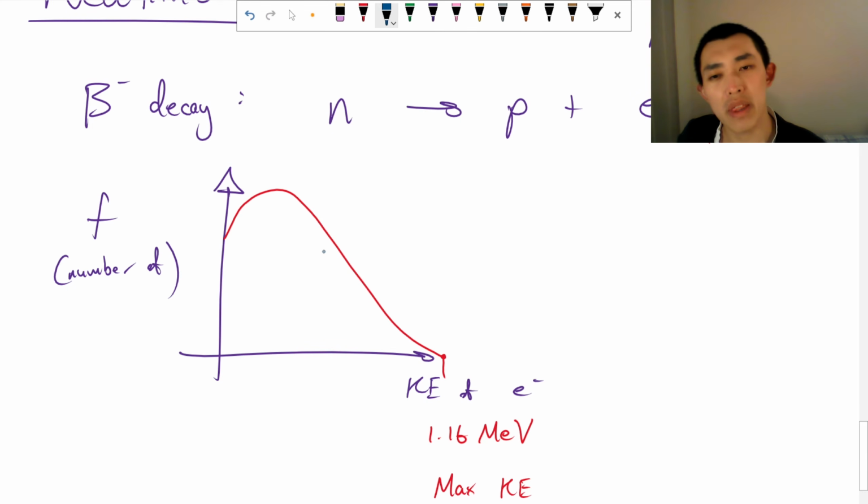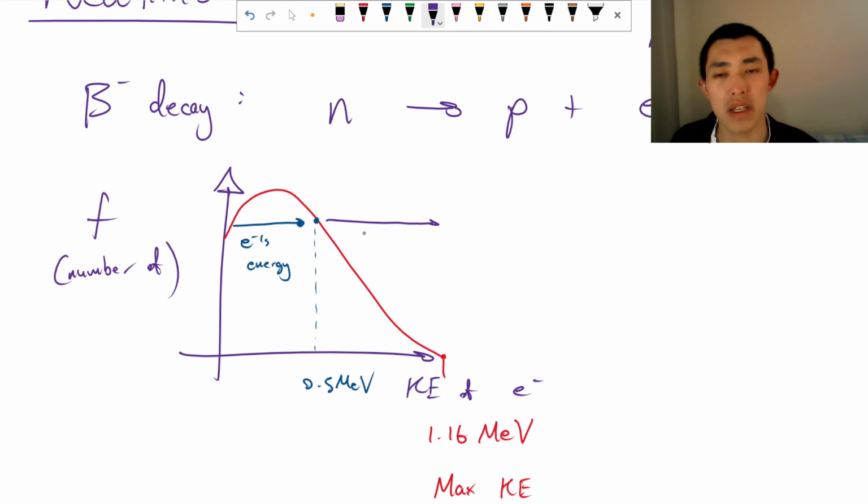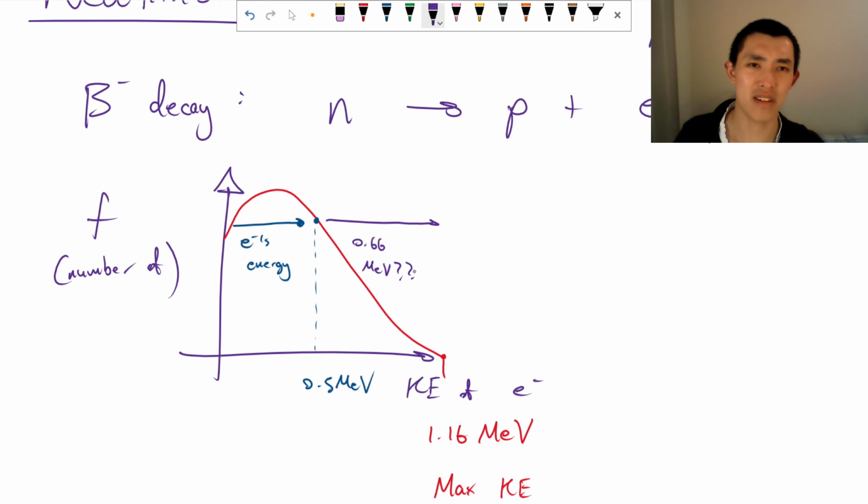That's cool. But think about maybe some guy over here. You know, there's quite a lot of them out there, at 0.5 mega electron volts. So this energy here from 0 to 0.5, this is the electron's energy. But because this reaction released the 1.16 mega electron volts, where is the extra 0.66 mega electron volts gone? Why is there missing energy here?